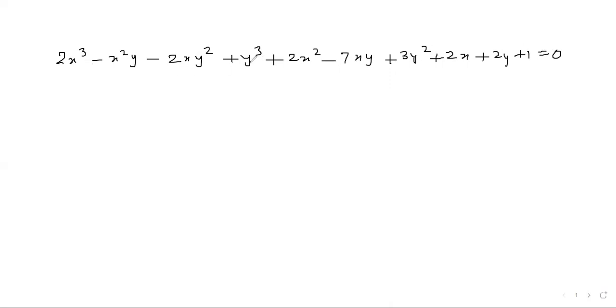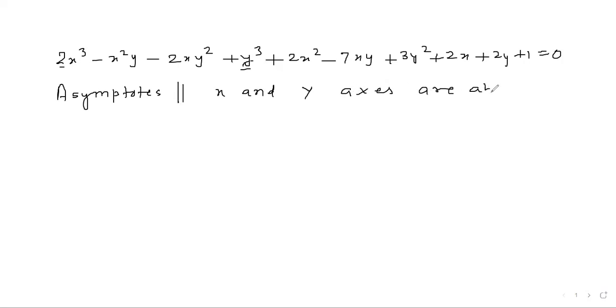Here, first of all, we have to check the coefficients of the highest powers of x and y. Here, this is 2, this is 1, so they are constants. So we say that there are no asymptotes parallel to the x and y axis. So asymptotes parallel to the x and y axis are absent. Now we consider oblique asymptotes. So we consider the highest degree terms. Here the highest degree is 3, then second degree, then first degree. We will write the equations.